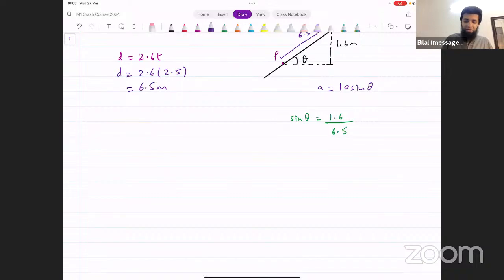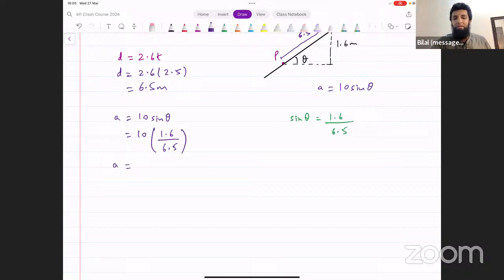And we can say acceleration is given by 10 sine theta, right? What's the value of sine theta? This is sine theta. Just input this directly here. Instead of calculating the angle first and then finding sine again, you can just directly input 1.6 over 6.5 here. And that will give you the acceleration value. What does the acceleration turn out to be here? What's the acceleration? Anyone? 0.04296.